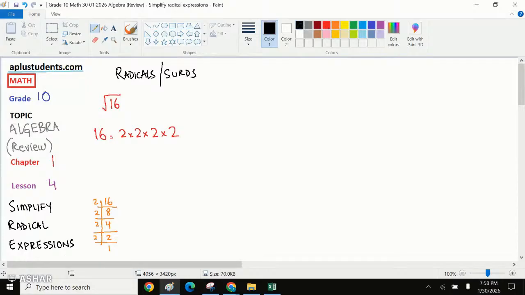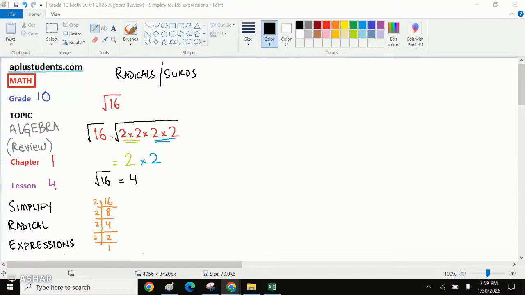Agreed? So when we apply a radical on 16, we look at pairs. We have a pair of 2, the 2 comes out. We have another pair of 2, the 2 comes out. That means 2 times 2, the square root of 16 would be a 4. Agreed? This is something we know. Like we know directly that square root of 16 is always a 4.